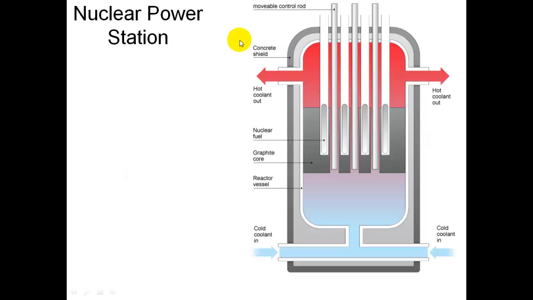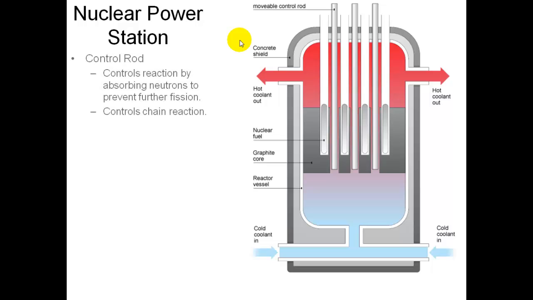And here we have the same thing here. Now, the control rods, what are they? These basically control the reaction by absorbing neutrons to prevent further fission. Remember, a nuclear bomb does not have control rods. The nuclear reaction does not need to be controlled. But this chain reaction is controlled, so it doesn't get out of control.